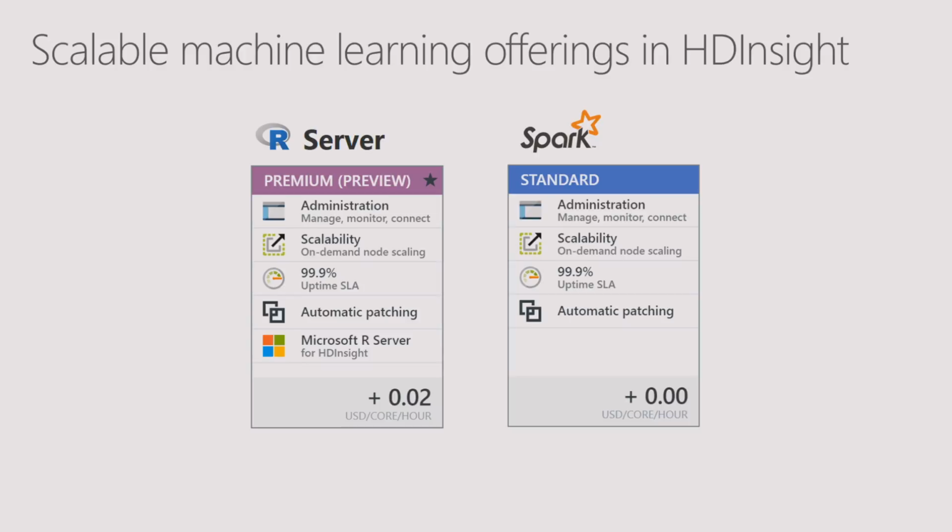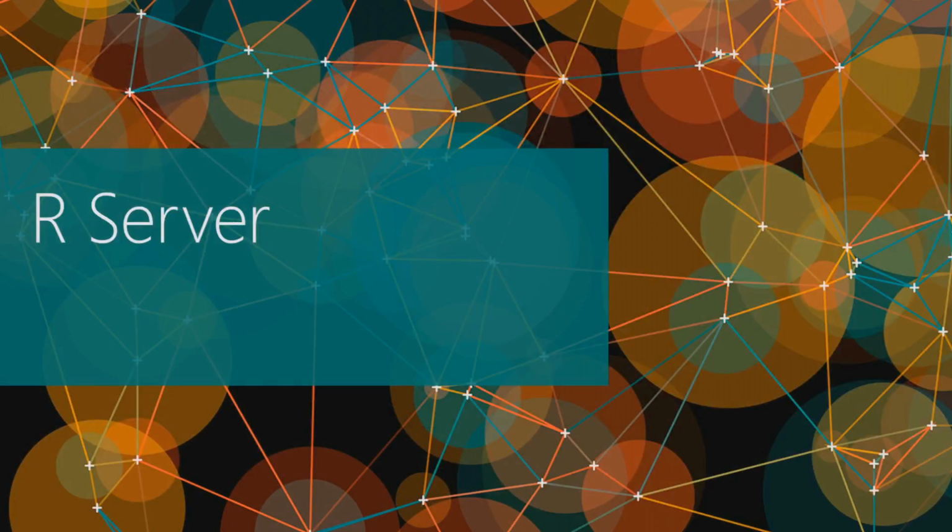All of those capabilities and use cases are possible within the boundaries of these two products in the Edge Insight service. We have two categories of cluster types that you can create. You can create just a vanilla Spark cluster, and you can also create what we call a premium offering that includes R Server capabilities on top of Spark clusters as well. So let's talk about those two offerings and how they interact with each other. Let's start with R Server.